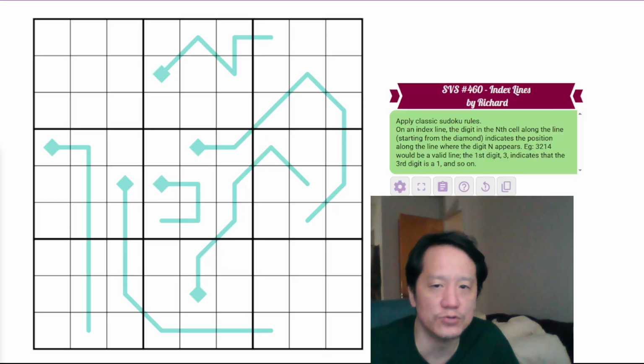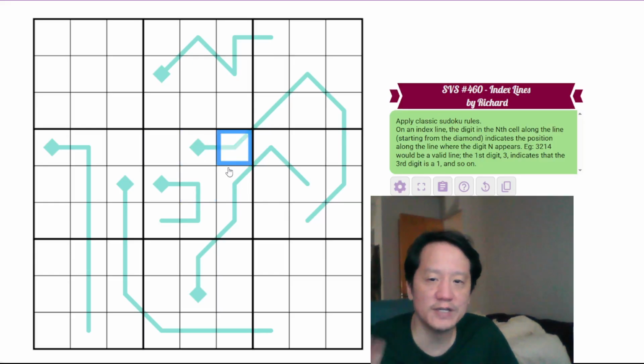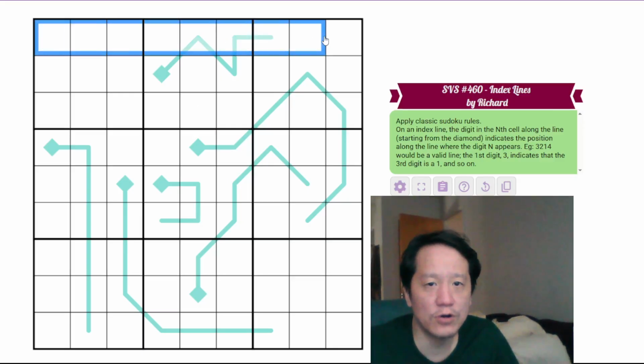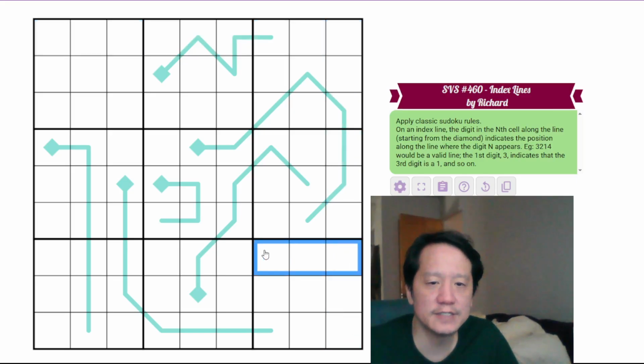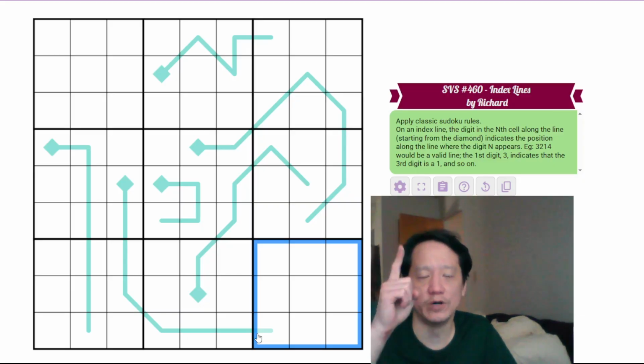And here are the rules. Apply classic Sudoku rules, which means in every cell in the grid, place a single digit such that every row, column, and designated 9-cell region contains the digits 1 through 9 exactly once each.